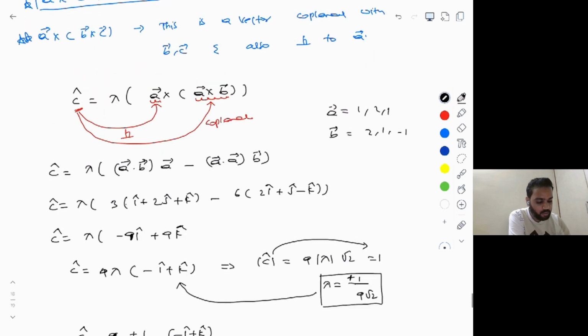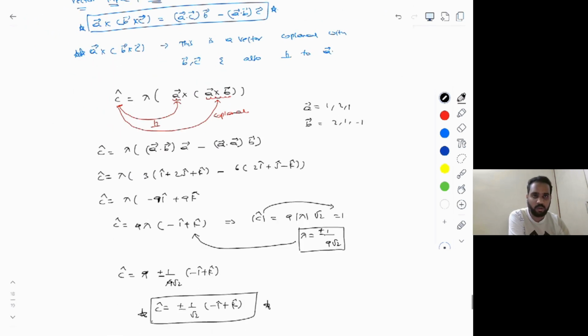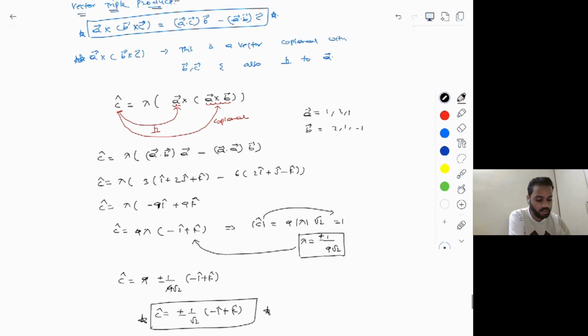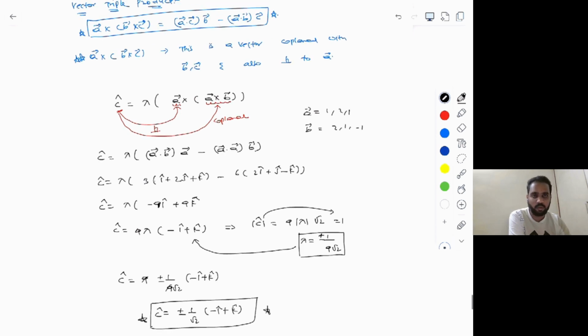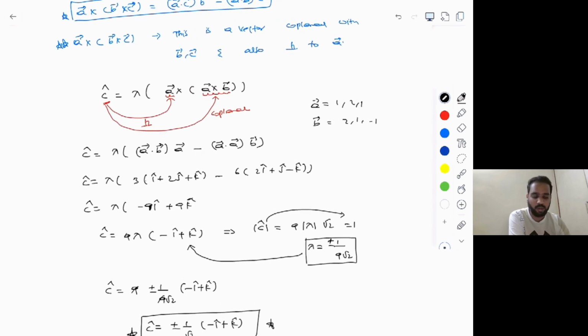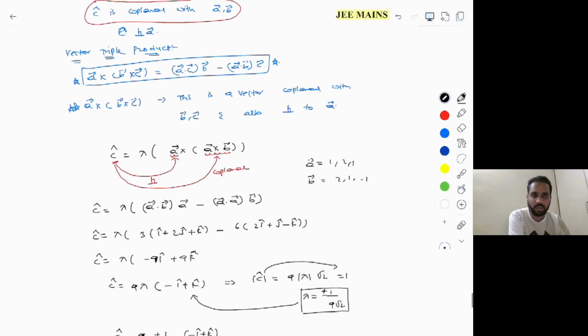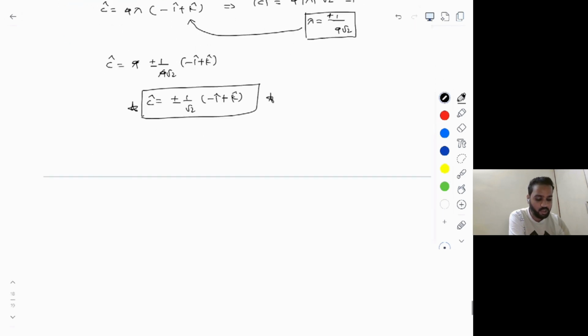As I told earlier, if you had done the process of assuming the vector xi plus yj plus zk, it was going to be very lengthy, and this is the easiest way to solve this kind of question. Very important. This model was asked many times in JEE Mains. So once again, I'll repeat.